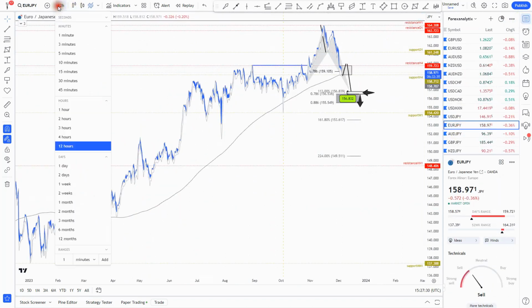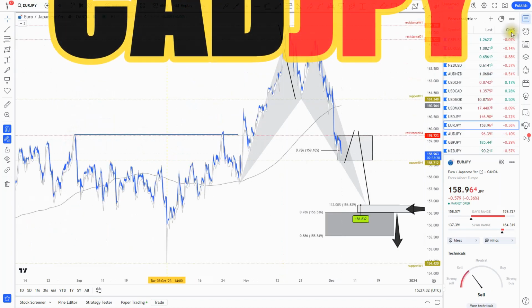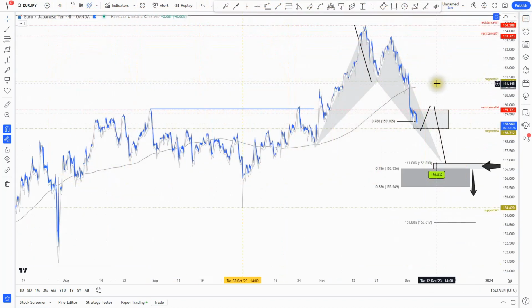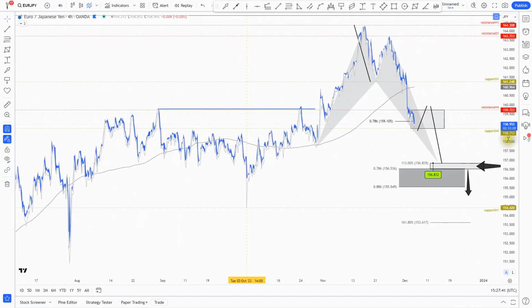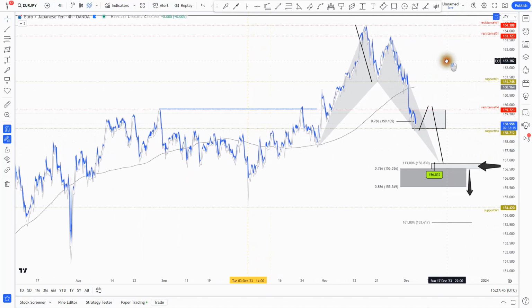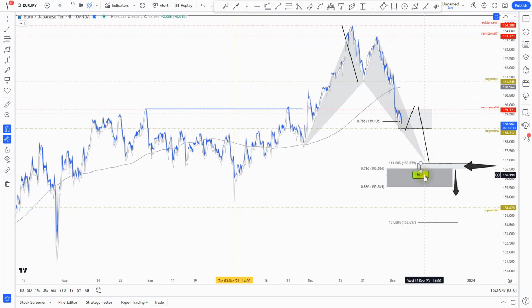So let's move forward to the euro versus the Japanese yen. We are in a range between the most recent support at 158.71 and resistance at 159.72. So I have a pattern projected at 156.83, which implies a move to the downside below the support level, and I will pay attention to this price zone.